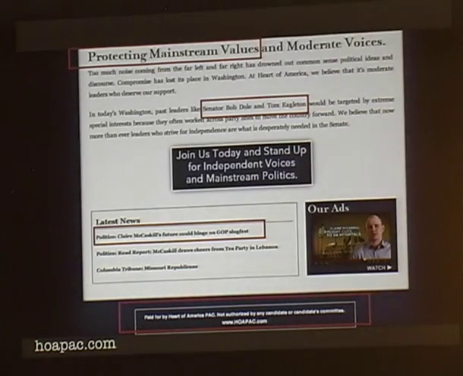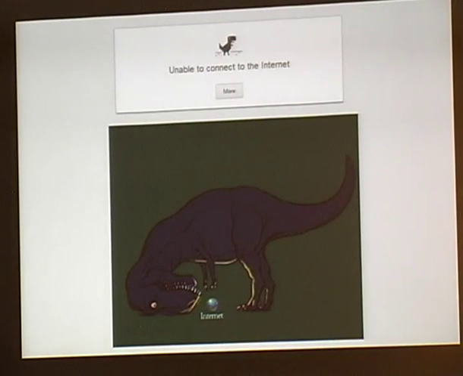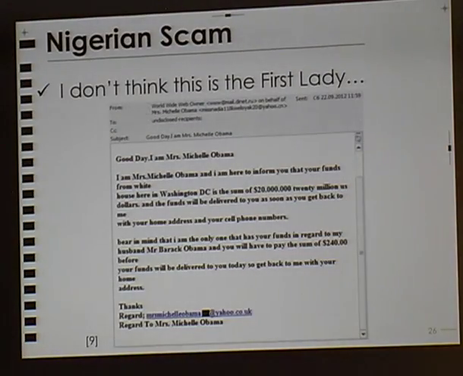Here we have a screenshot of the HOA PAC's website promoting mainstream values and moderate politicians such as Bob Dole and Tom Eagleton. But like many of the cyber squatting websites we ran into, their page is no longer available today. A little bit more inventive of an error page. With that, I will turn it over to Matt.